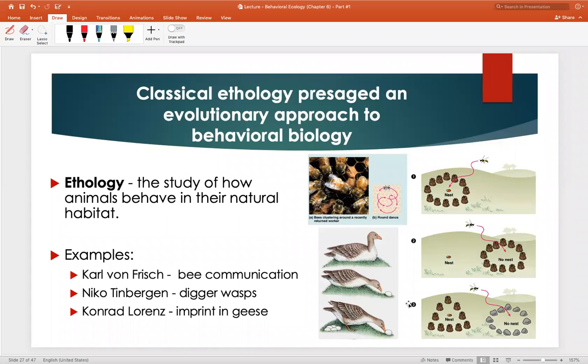Bees weren't the only insect that was studied behaviorally. Early in the 20th century, Nico Tinbergen observed behaviors in digger wasps. More specifically, as we think about digger wasps, the organism of interest, what we noted here was looking at female digger wasps.